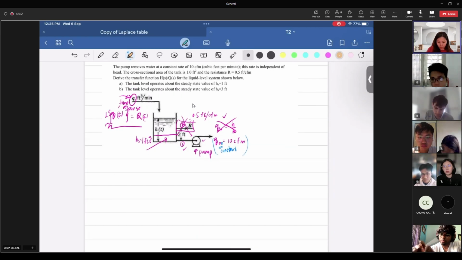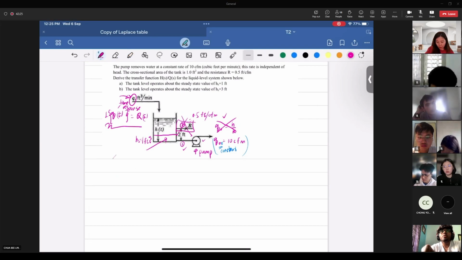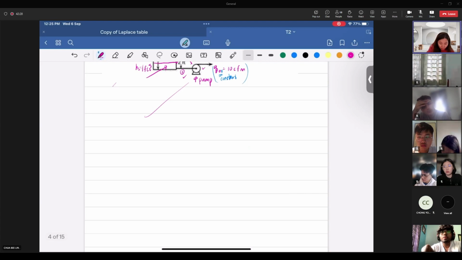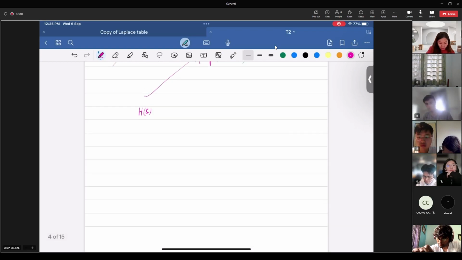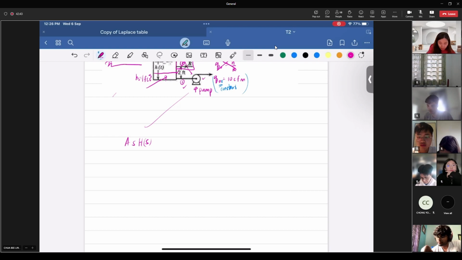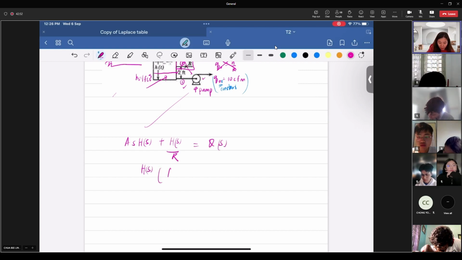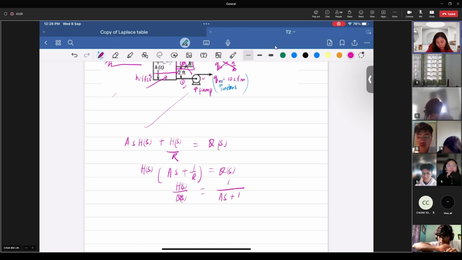Okay, so this one is repeated already, I remove it. Rearranging, you will be having HS, then don't factorize first, just rearrange as usual. Then you'll be having ASHS plus HS over the R equivalent to the input at the right hand side. Then you factorize the HS, so it will be AS plus 1 over the R, times HS, equals QS. Then output over input, so 1 over AS plus 1 over the R.